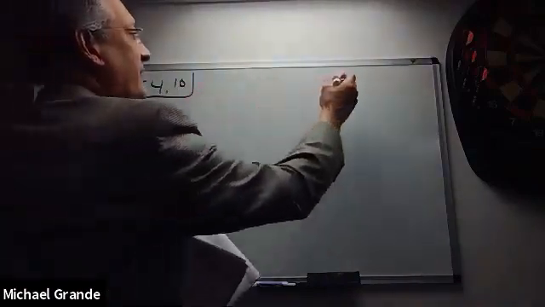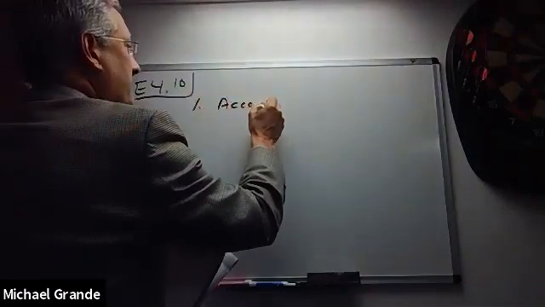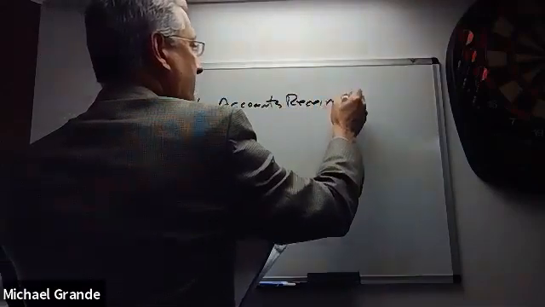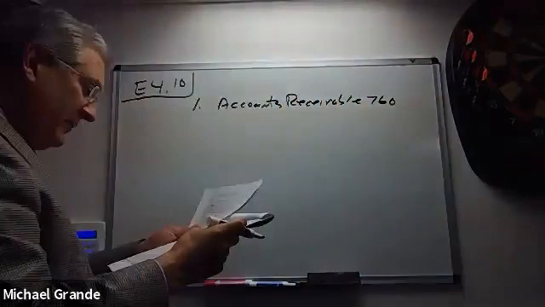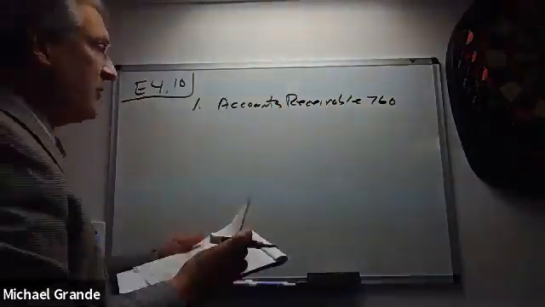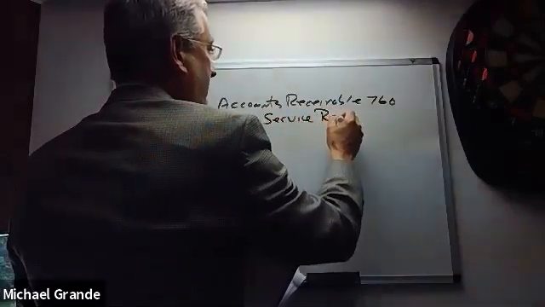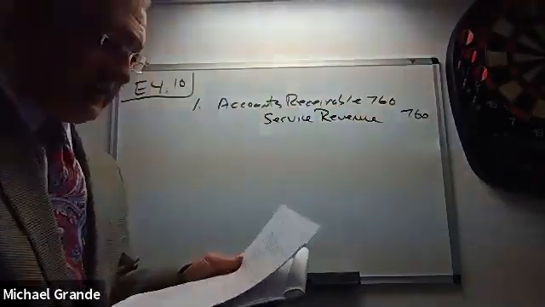So we're going to have a debit. So this is number 1. We're going to debit accounts receivable, the $760, and a credit to some type of revenue account. Let's call it service revenue, $760.